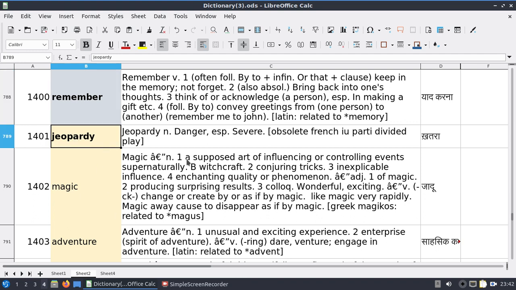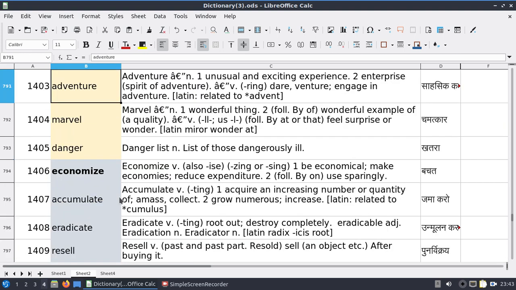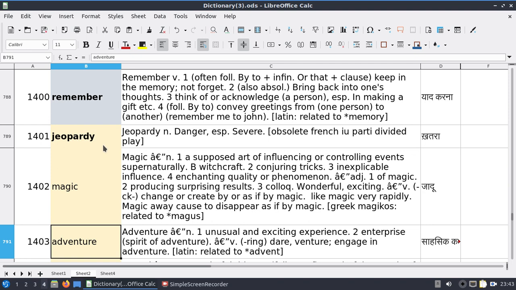Jeopardy. Jeopardy is danger. It is severe danger. The war has put thousands of lives in jeopardy. Means the war has put a lot of lives in danger. That is jeopardy. Magic we all know. Magic is some tricks involved. This kind of doing tricks. That is magic. Adventure. Adventure is an exciting experience. It is not jeopardy. It might be dangerous, but it is about exciting experience.